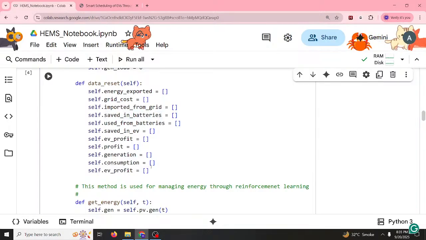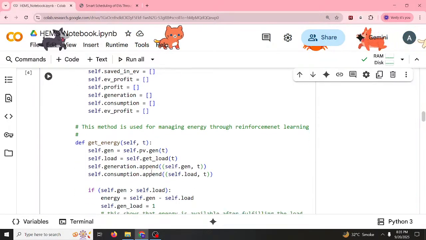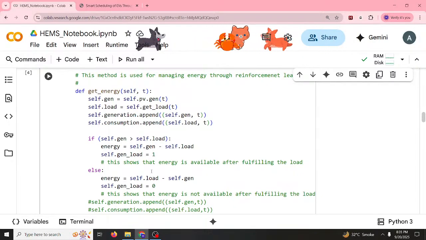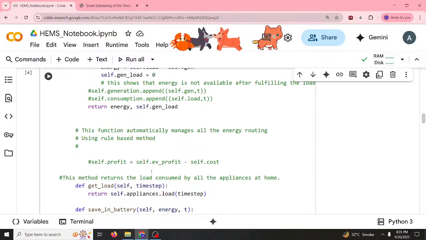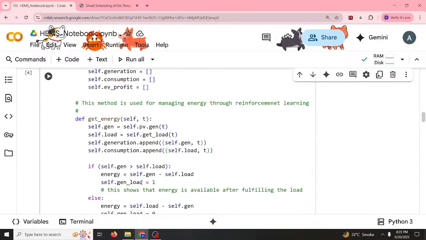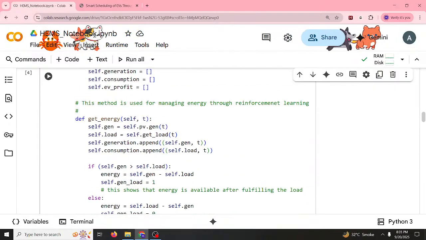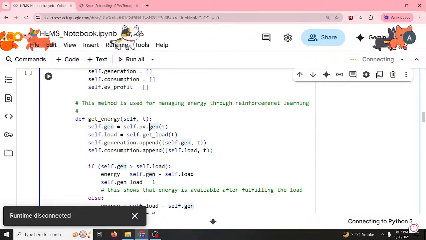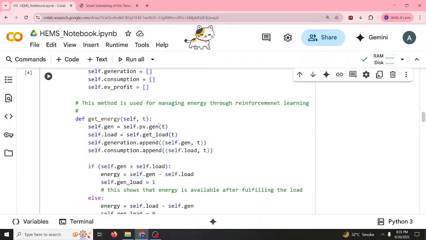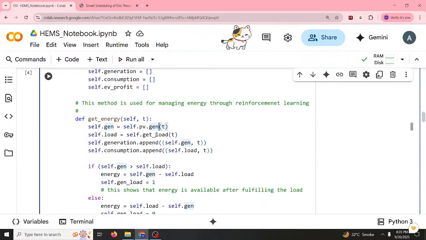And then this log data set is reset in this method. Now there comes the main energy method, that is our main method that gives us the energy and the load. So what we say here is that, let's say we have some generation at a given time t, and we have some load at a given time t, and we will see what t is here and from where it is coming. I will show you that also.